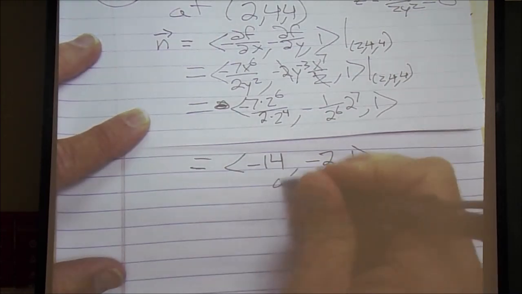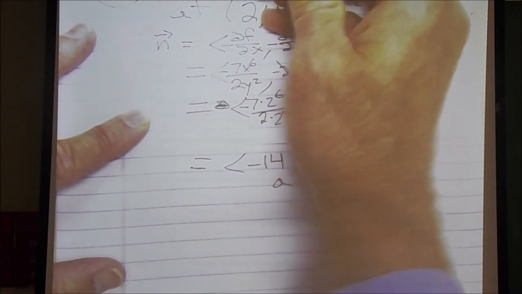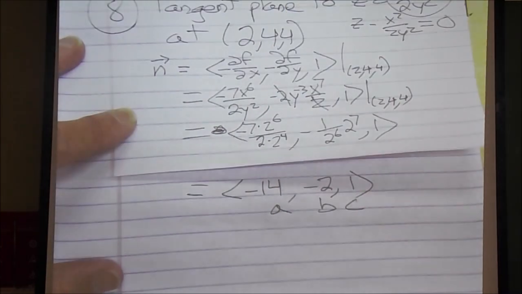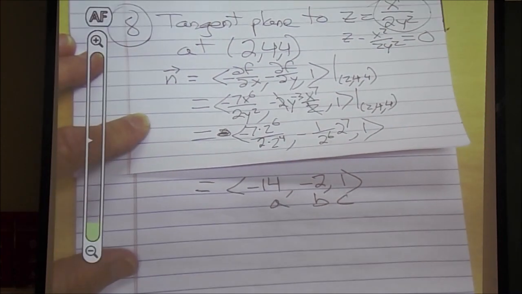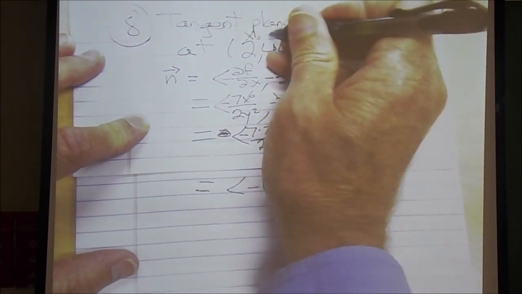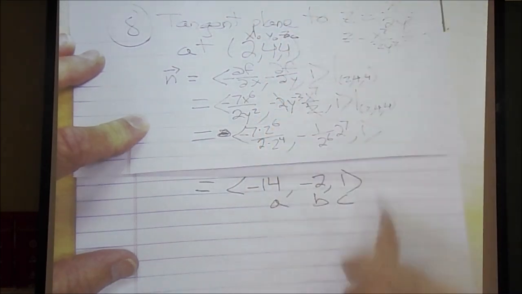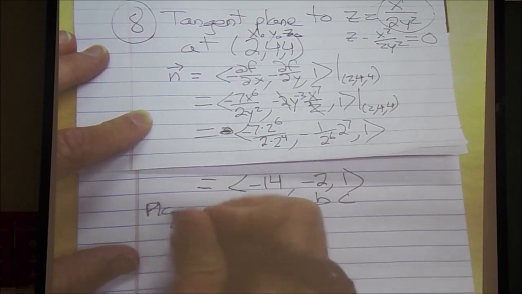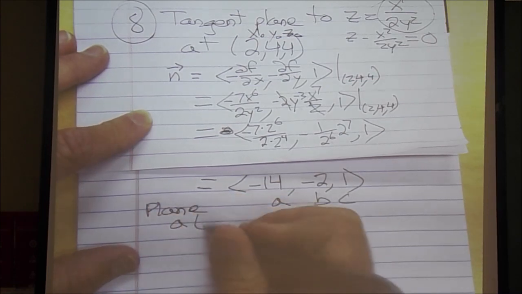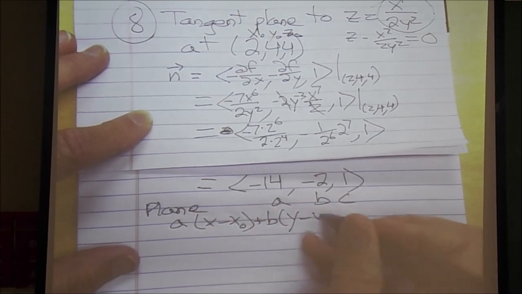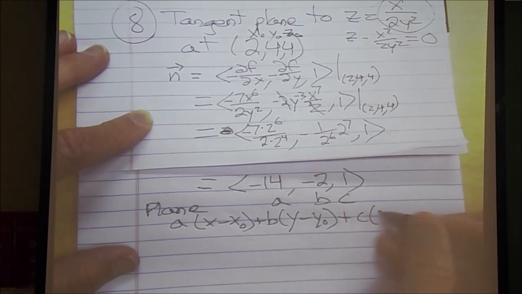Given the normal, if we call those components A, B, and C, at any point we'll call those coordinates up here. Zoom out just a bit. The coordinates of the point are x0, y0, z0. Remember the point normal form of a plane? It's A times x minus x0 plus b times y minus y0 plus c times z minus z0 equals 0.